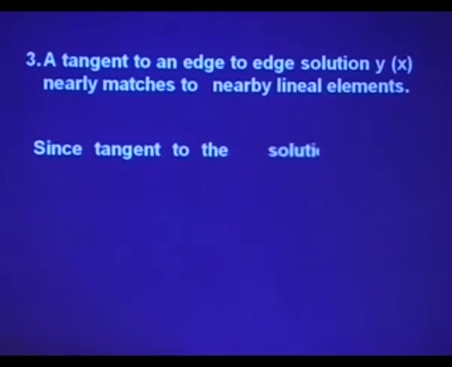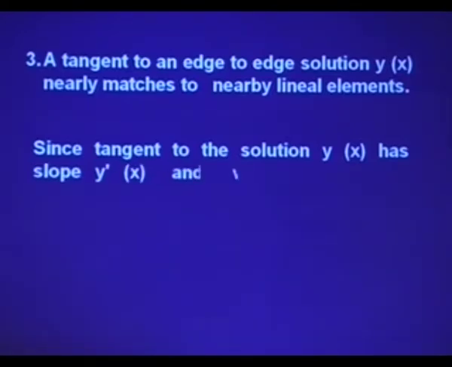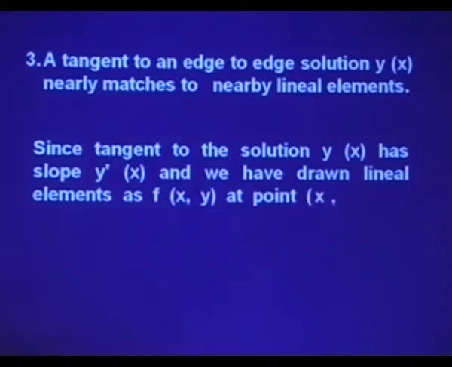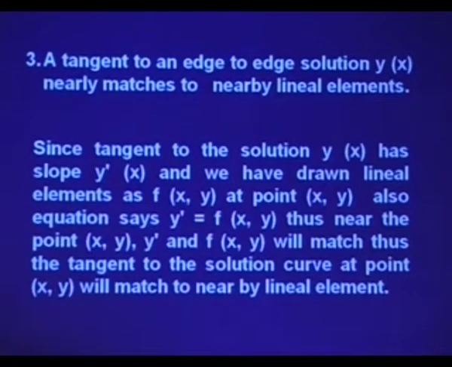The tangent to the solution y(x) has slope y dash, and the equation says that y dash is equal to f(x,y), and we have drawn it as equal to f(x,y) at point (x,y). That says that near the point (x,y), this y dash and f(x,y) will match. Thus, the tangent to the solution curve at point (x,y) will match the nearby linear elements.